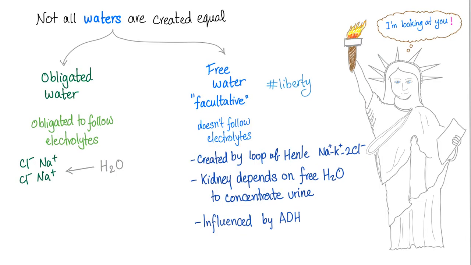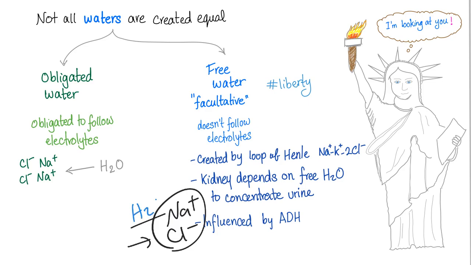Okay, you have told us all about water, but there is an important point. Not all waters are created equal. We have obligated water and free water. The obligated water is obligated to follow electrolytes. It follows sodium. So when there is, let's say, sodium here, and it's attracting chloride after it, it will attract water after them. So water is going to move this way. What type of water is this? This is obligated water. It follows electrolytes.